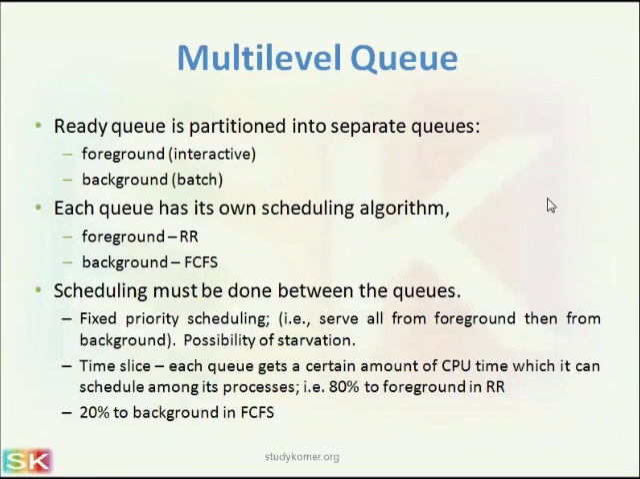processes which do not require any intervention of the user, or any user support, right? So those processes can be submitted in the background, and the processes which require some user input or some interaction from the user, those can be submitted to the foreground queue, right?